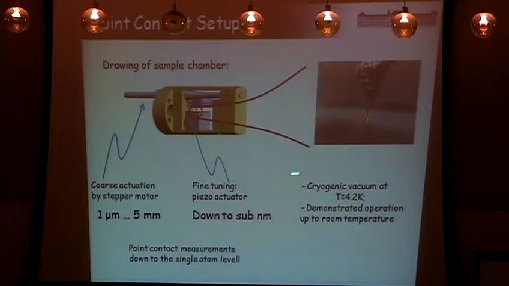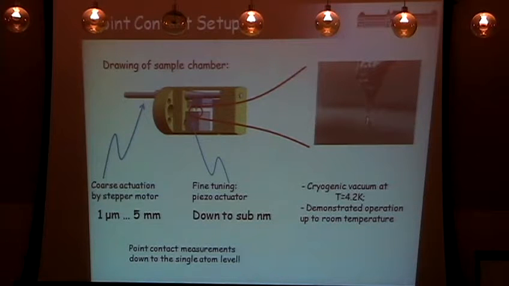So here we find the drawing of our sample chamber in which we have our setup. For this device, we use a tool for the tuning of our point contact. The coarse tuning is done by a stepper motor. Here we find the axle of the stepper motor. What it simply does is it has this cone pushed against the tip holder, and the tip will be pushed against the sample, which is zoomed in here.